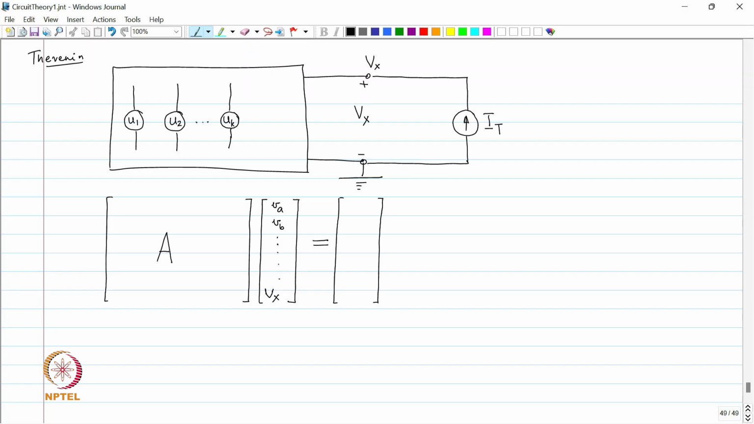Okay. So, we are only doing KCLs, which means that the right hand side entries are all going to be currents. So, for example, if you had U 1 as a current source, then this would probably be U 1 or minus U 1, right. And if U 2 is a voltage source, then this is probably some conductance times the voltage source, which will come to the right hand side, correct.